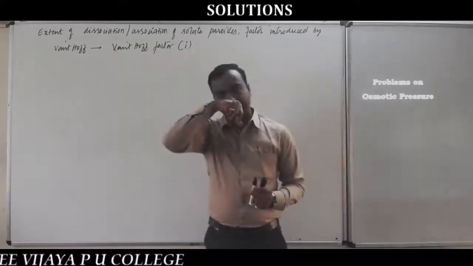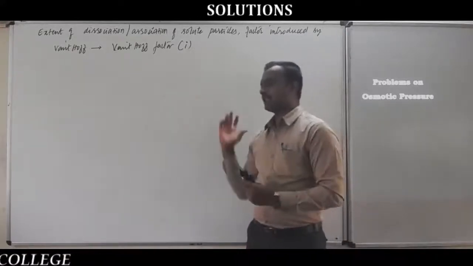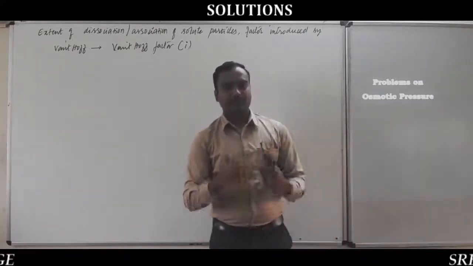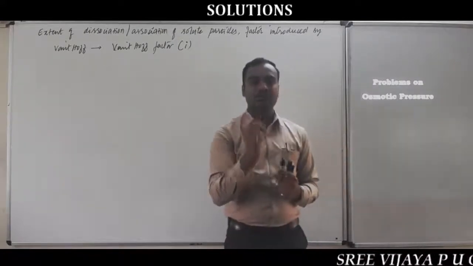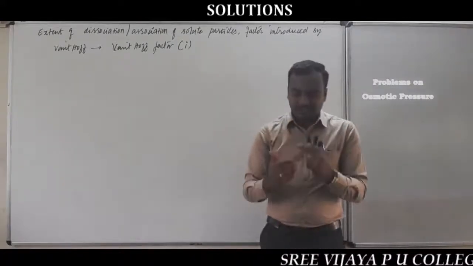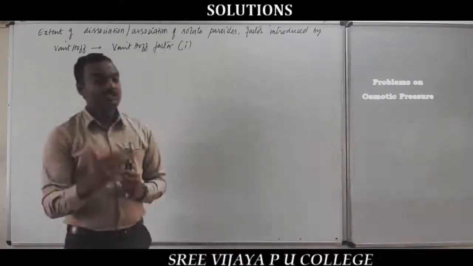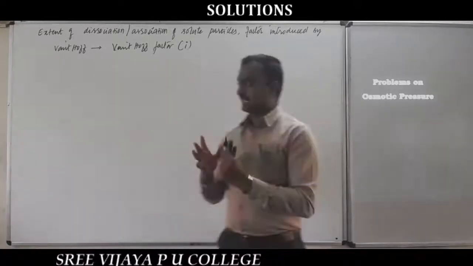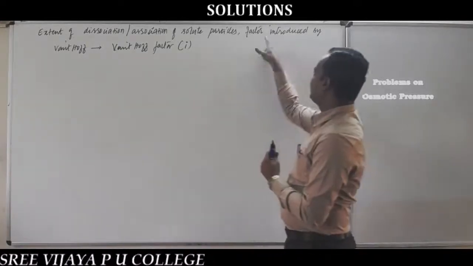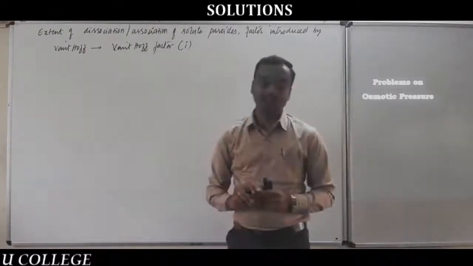So Van 't Hoff factor ಏನಕ್ಕೆ ಯೂಸ್ ಮಾಡ್ತೀವಿ? ಎರಡು ಆಪ್ಷನ್ ಕೊಡ್ತಾರೆ, ಅದರಲ್ಲಿ ಒಂದು ಆಪ್ಷನ್ ಏನಿರುತ್ತೆ, it explains the dissociation or association of solute particles. ಎಷ್ಟು ಮಟ್ಟಿಗೆ dissociation ಆಗುತ್ತೆ, how much extent of dissociation and how much extent of association of solute particles takes place. So that is explained by using one factor. That factor is introduced by Van 't Hoff and is called the Van 't Hoff factor.